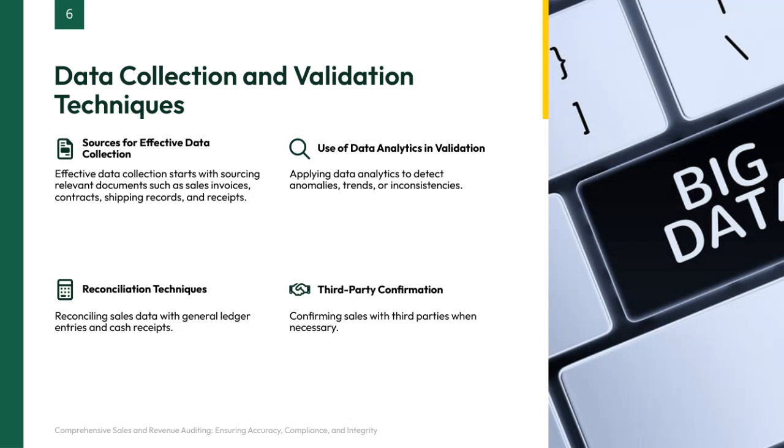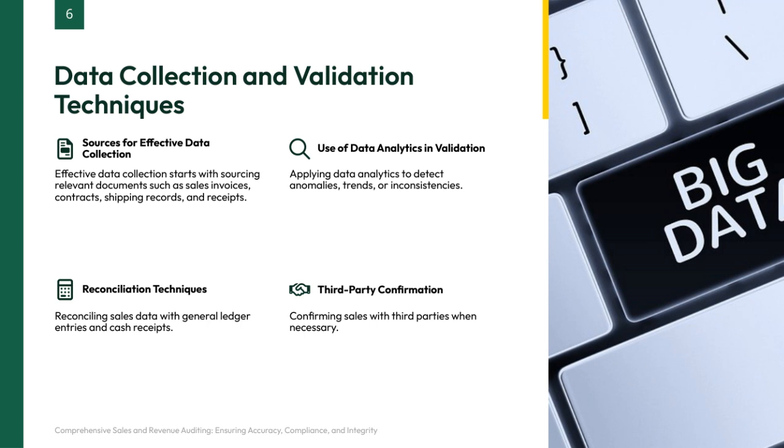When it comes to collecting data effectively, it all begins with gathering the right source documents. These include sales invoices, contracts, shipping records, and receipts. Having accurate and relevant documents ensures that the foundation of our data is solid. Next, we use data analytics to validate this information. By analyzing the data, we can spot anomalies, identify trends, and catch any inconsistencies early on. This helps us maintain the integrity of the data.